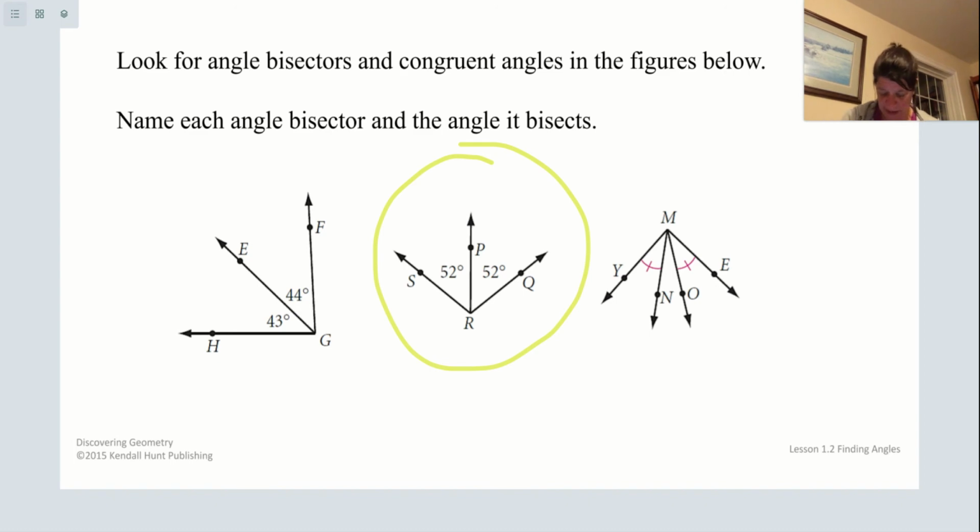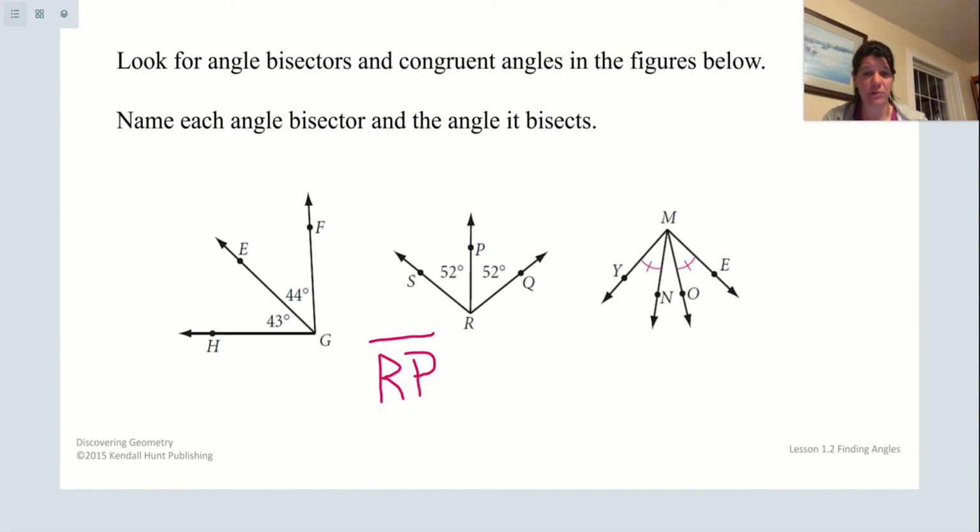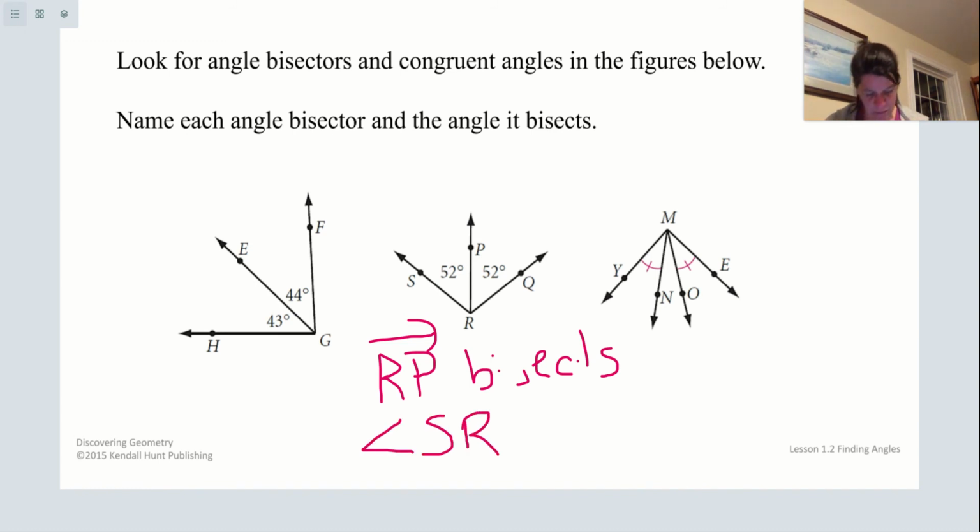So we can say that ray RP bisects angle SRQ. Okay, and it creates two congruent angles, SRP and PRQ.